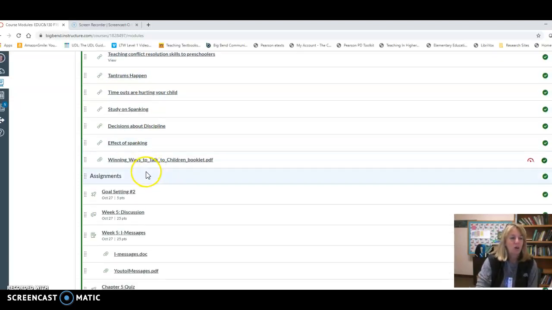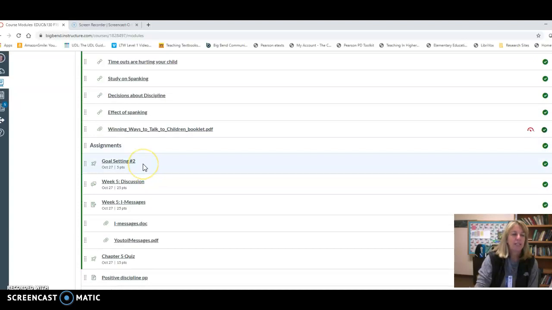Okay. Goal setting 2 is this week. So I unlocked goal setting number 1 that you did way back up at the top module. So you can go back and see what goals you had set for yourself, and then you can reply through goal setting 2 about your progress. This is not required. This is extra credit, 5 points. But I love it because it helps me see where you are, each of you, individually. So if you can get to that, that would be fantastic.